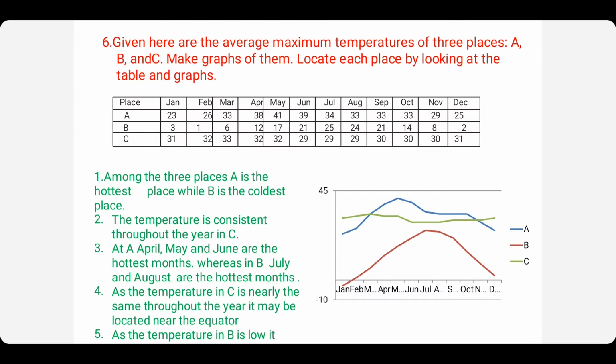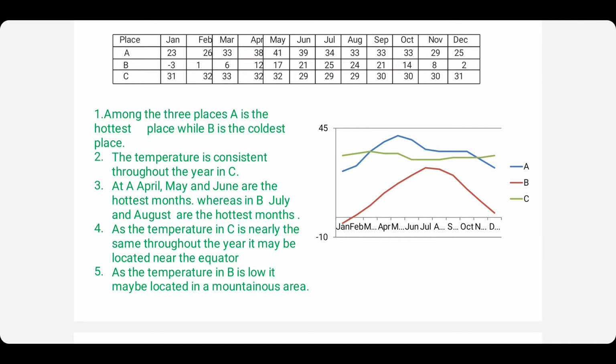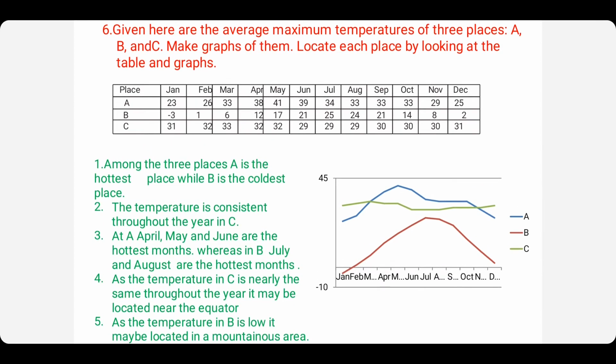And now we go with the questions. Among the 3 places, so we go with the explanation. Locate each place by looking at the table and graphs. Now we have to write the inference. What do we infer from this graph? Among the 3 places, A is the hottest place while B is the coldest place. You can see that in the graph. The blue line is at the topmost and the red line is at the bottom level. Hence we can conclude that A is the hottest place while B is the coldest place.